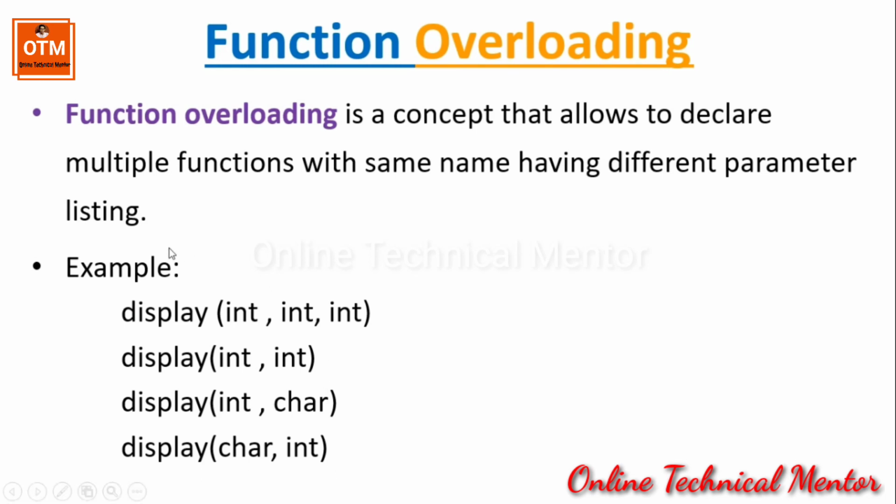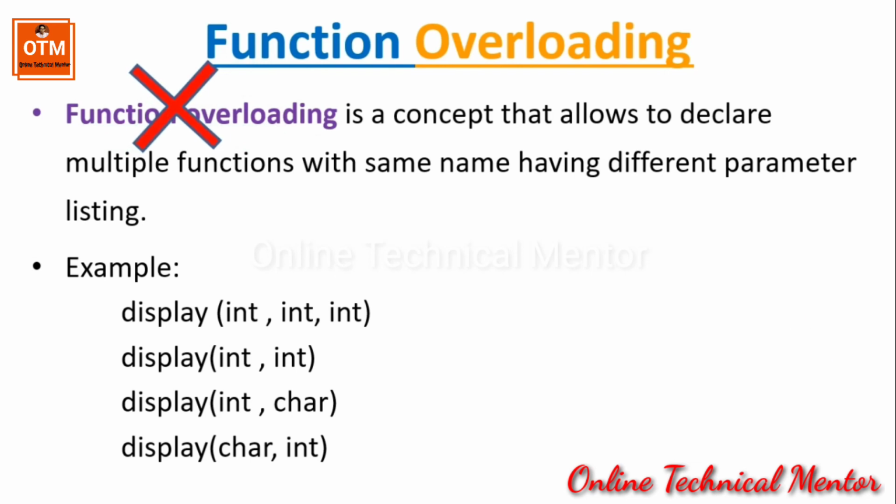And for that I have written: function overloading is a concept that allows us to declare multiple functions with the same name having different parameter listings. Look at this example. All these functions have the same name, display, display, display and display, but their parameters are different either in number or in order or sequence. But unlike other programming languages, Python does not support function overloading.